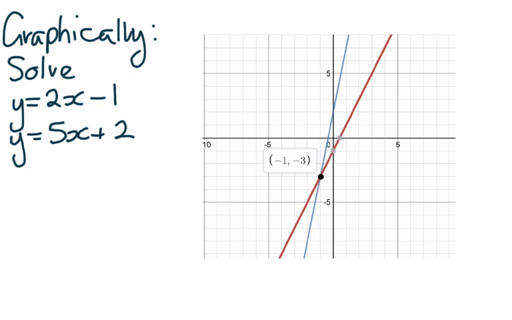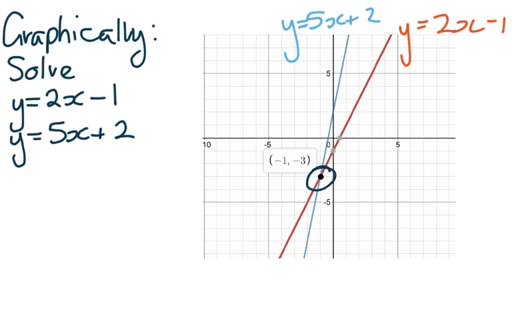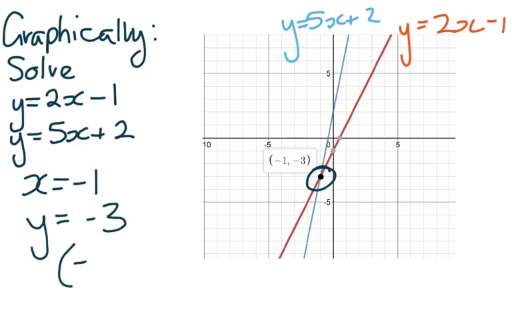And you'll notice that I've put a dot over where the red and green line intersect. So I'll just label these lines. The red line is y equals 2x take 1. And the blue line is 5x plus 2. So the solution is this point here, where those two lines cross. And you'll notice that the x value is -1 and the y value is -3. And we write it as a coordinate. And that's our solution to those two equations.